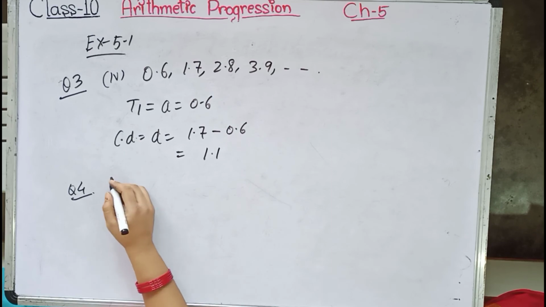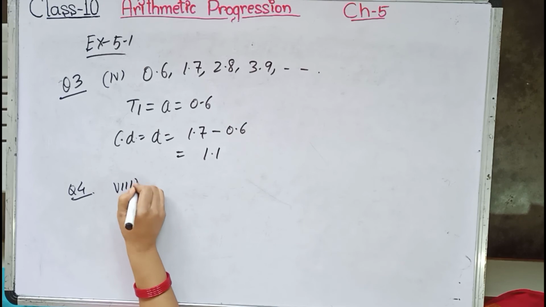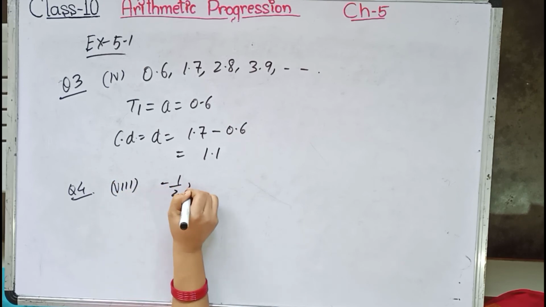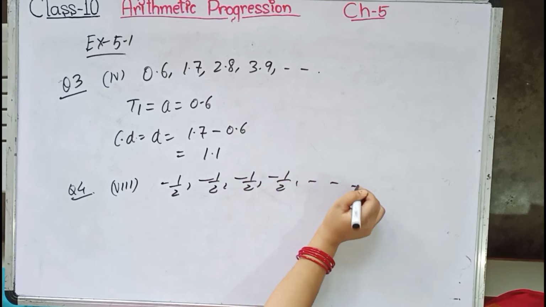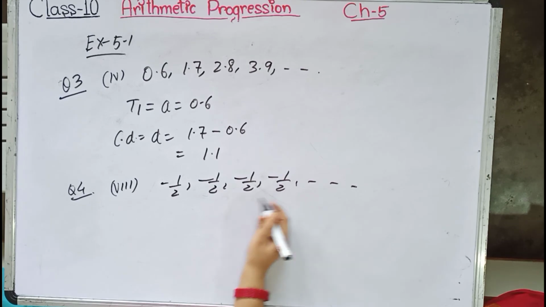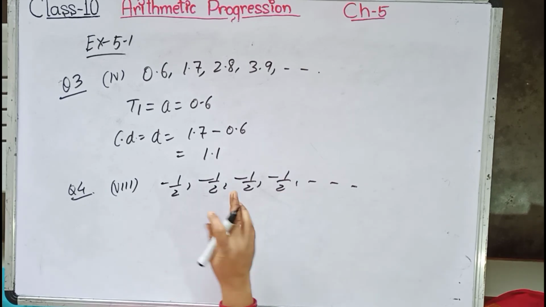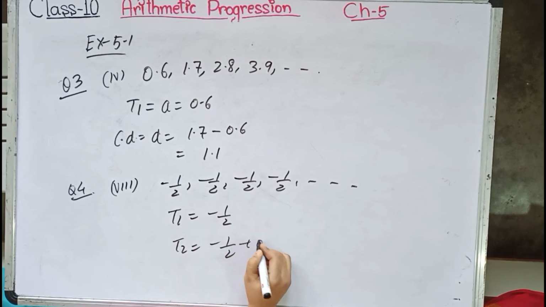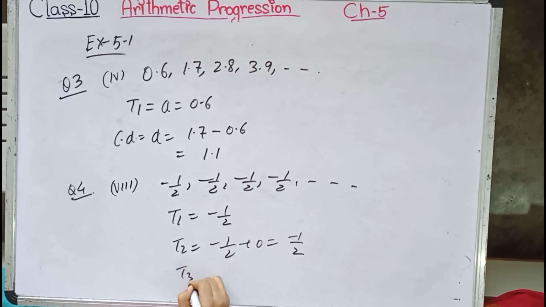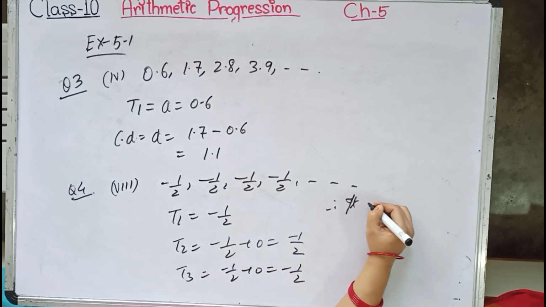So randomly I am doing part number 8, which is minus 1 by 2, minus 1 by 2, minus 1 by 2, minus 1 by 2. Obviously over here the common difference is 0. That is, the first term is minus 1 by 2, the second term is minus 1 by 2 plus 0, that is minus 1 by 2. T3 is again T2 plus 0, that is minus 1 by 2 plus 0 equals minus 1 by 2. Therefore it forms an AP.